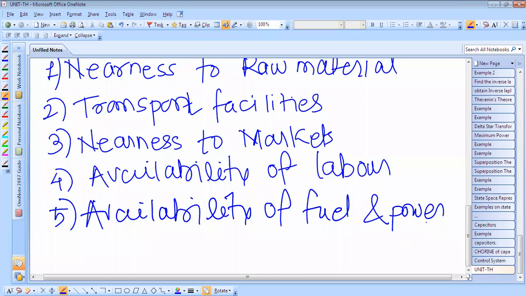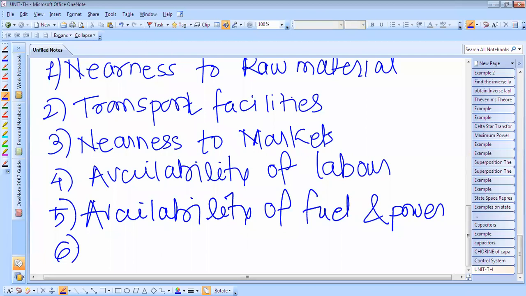Now, there are also thermal plants. These thermal plants are located in different parts of the country, and some of them are very far away from the coal mines, and therefore the coal has to be transported with the help of trains. It takes a number of days to reach the thermal power plant. So that is why the availability of fuel and power should be such that you cut your transportation costs.